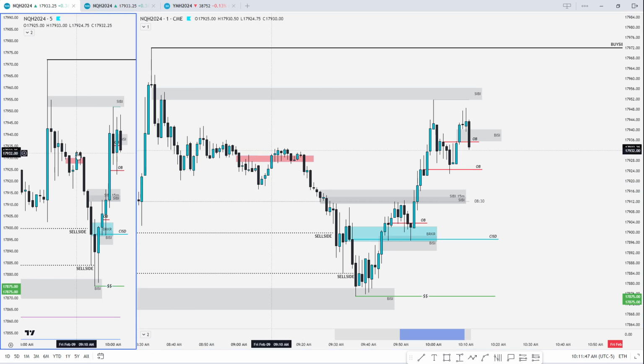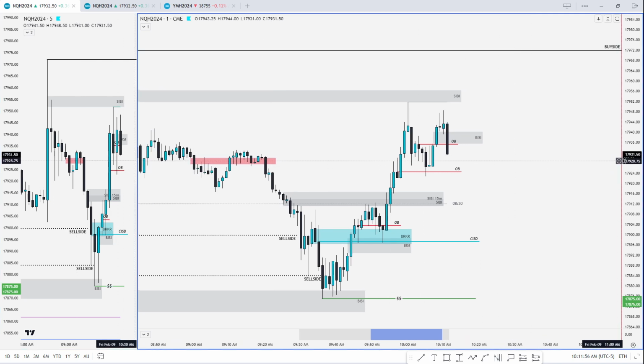On the 5 minute, we got an order block here. We're holding quite well, right? This is your breaker on the 5 minute. Extend this out. We want to see candle bodies close within there.